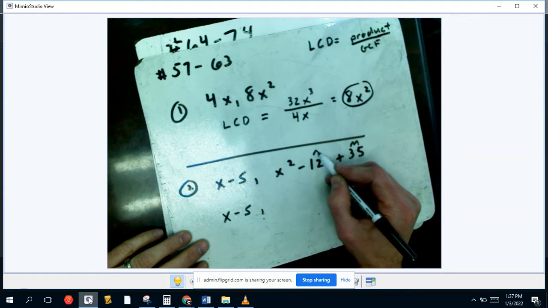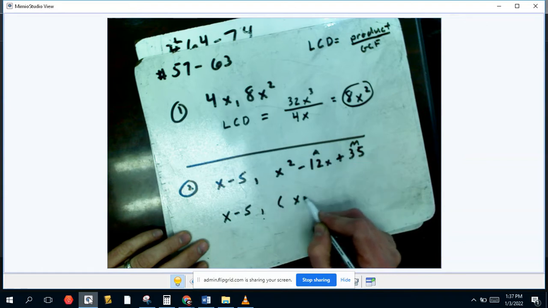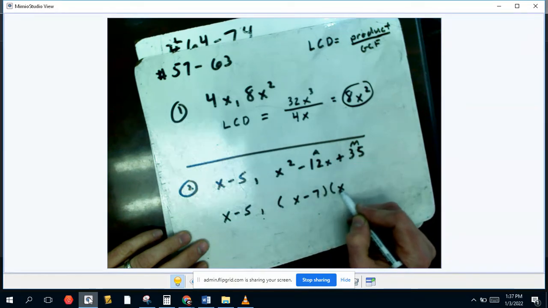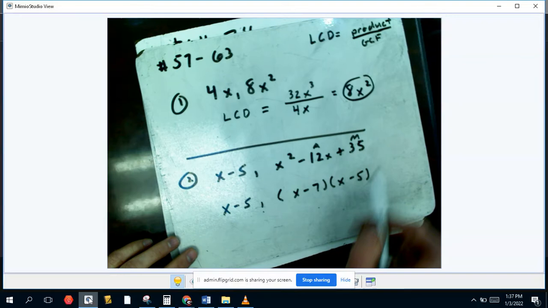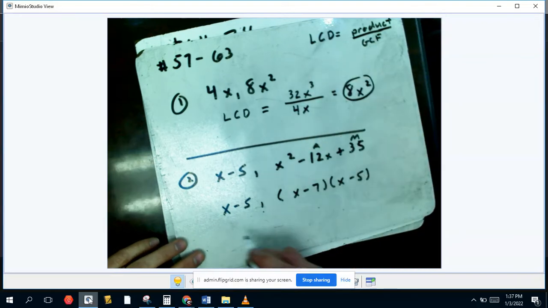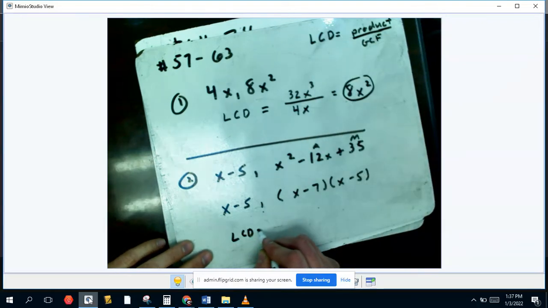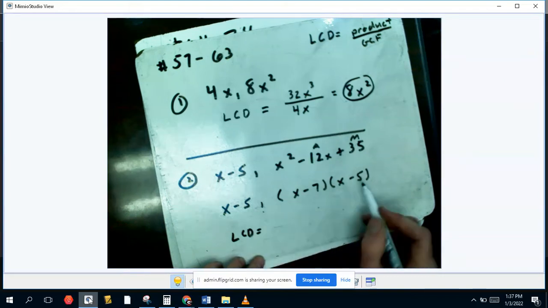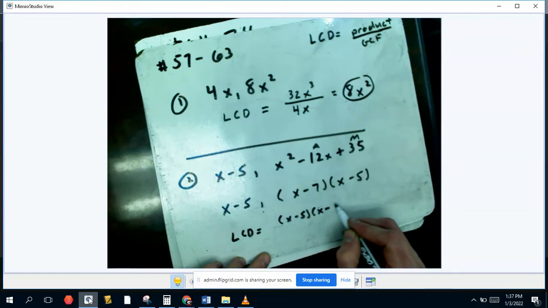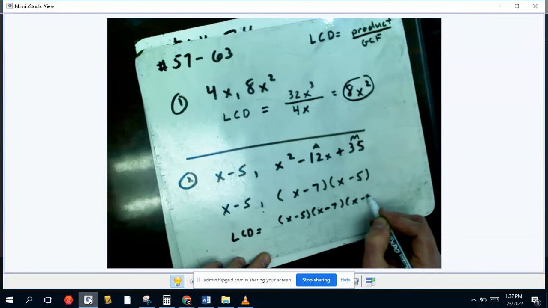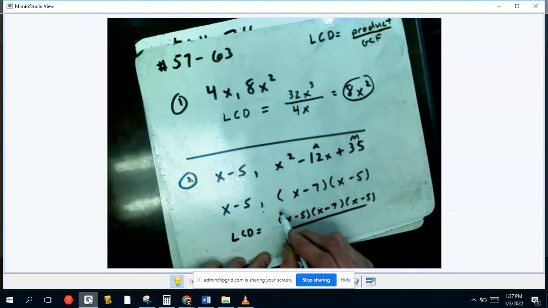Okay, factoring is definitely a skill you need here. We want to factor x minus 7, x minus 5. Okay, remember negative 7 times negative 5 is 35. Negative 7 plus negative 5 is negative 12. Now, same thing. Product over GCF. So what's the product? Well, you're just going to multiply them all together. X minus 5, x minus 7, x minus 5, divided by the GCF.